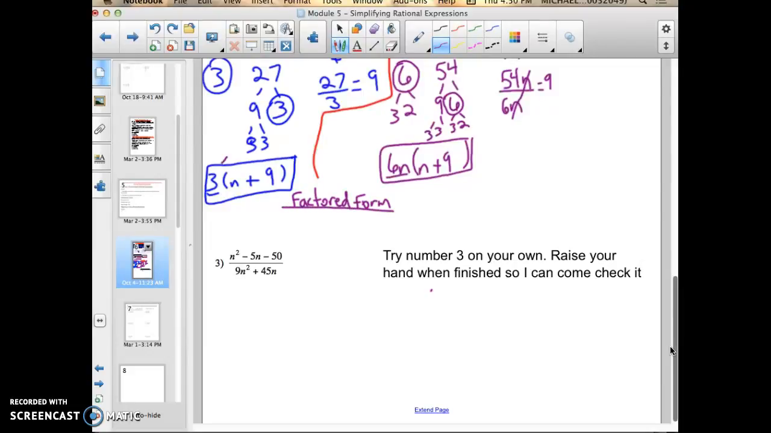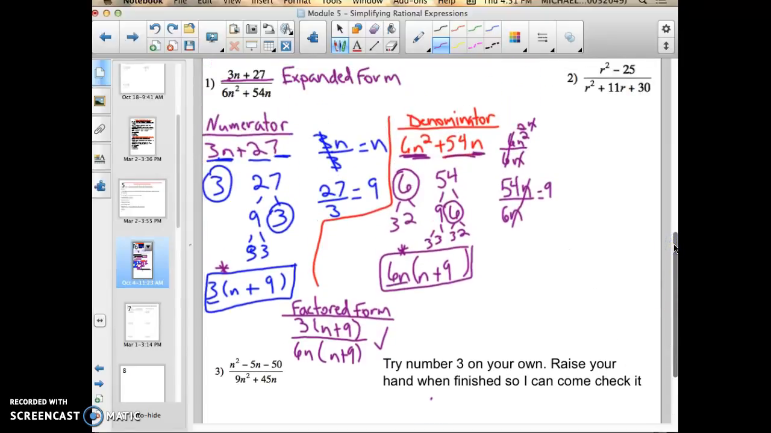The numerator, remember we're going to reference, this was the numerator in factored form. So it's 3 times n plus 9 over my denominator in factored form, which is 6n times n plus 9. That is factored form. So you need to be able to get to that step, and that is part 1, taking it from expanded form to factored form. You need to be able to get to that step before you can move on to part 2, checking for excluded values and simplifying or canceling out like factors.